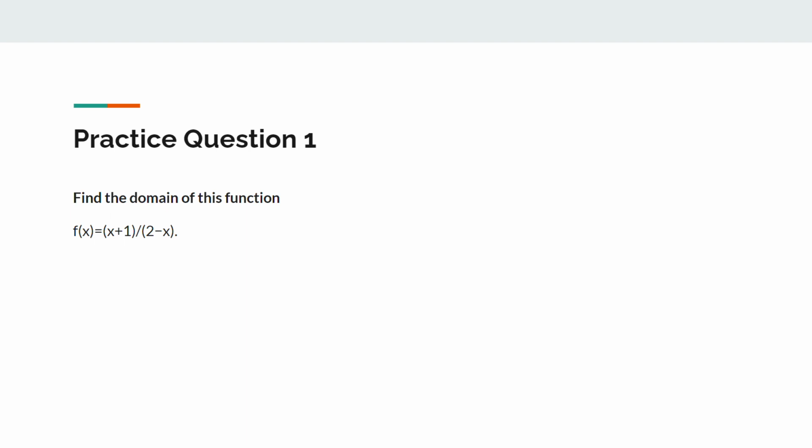So first of all, find the domain of this function. f of x is equal to (x plus 1) over (2 minus x). I'll give you guys like 30 seconds to work on this. Start right now.